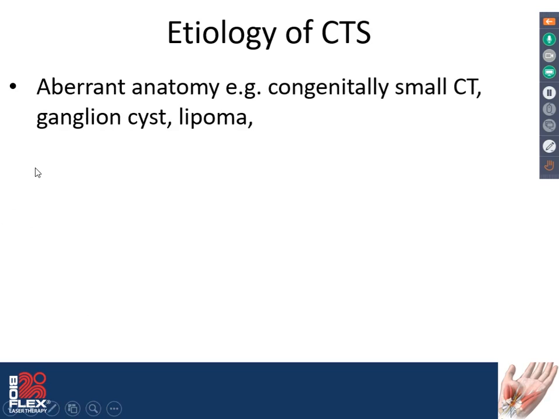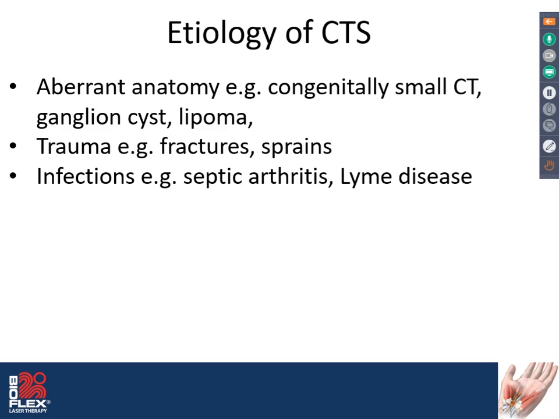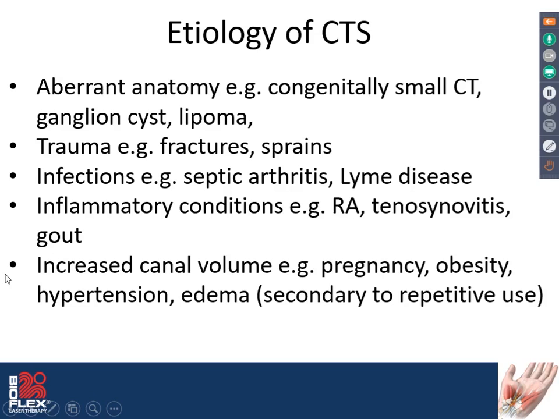Let's talk briefly about the etiology, of which there are many. There's also aberrant anatomy. So, for example, congenitally small carpal tunnel, ganglion cyst formation, lipoma. Anything that takes up volume or space in the carpal tunnel can lead to compression of the median nerve. Trauma is a fairly common etiology, like fractures or sprains at the wrist. Certain infections that can cause swelling and edema can also be problematic. And inflammatory conditions like rheumatoid arthritis, local tenosynovitis, and gout may also cause carpal tunnel syndrome.